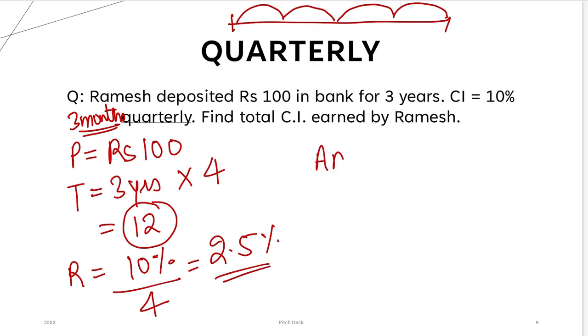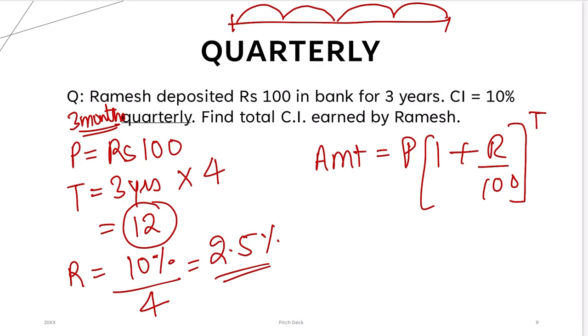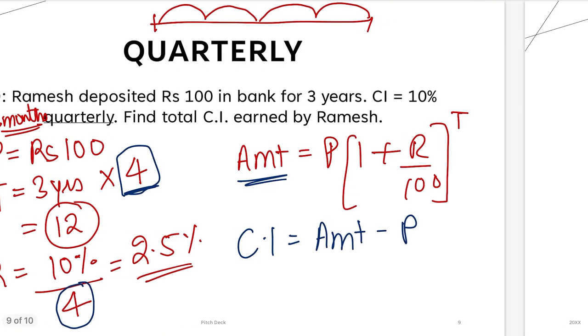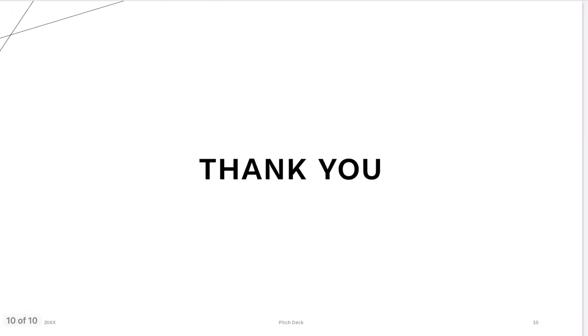So amount calculated will be P(1 + R/100)^T. Right? So the only difference is time is being multiplied by 4 and rate of interest is being divided by 4. I hope this is clear. This is how we will calculate amount, and compound interest you can calculate as amount minus principal. I hope this is clear. Quarterly and semi-annually. So just a quick revision.